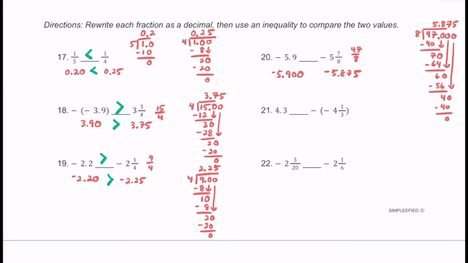Let's go ahead and add 2 zeros here so we can accurately compare these. -5 and 900 thousandths is definitely going to be smaller than -5 and 875 thousandths. So this is going to be a less than.